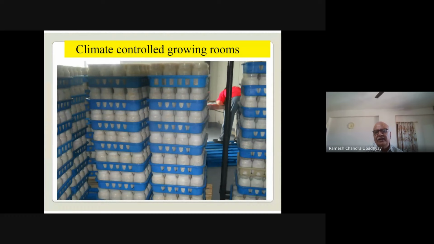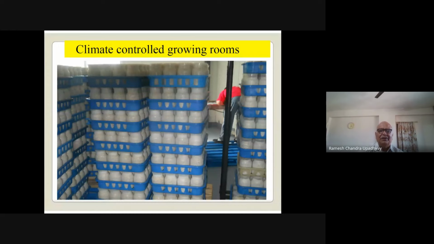So this is another climate-controlled growing room, where oyster mushroom, and some other mushrooms are grown. In China, flammulina and king oyster mushroom are grown on plastic bottles, and these mushrooms require less temperature. So these are temperature-controlled growing rooms. Next one.